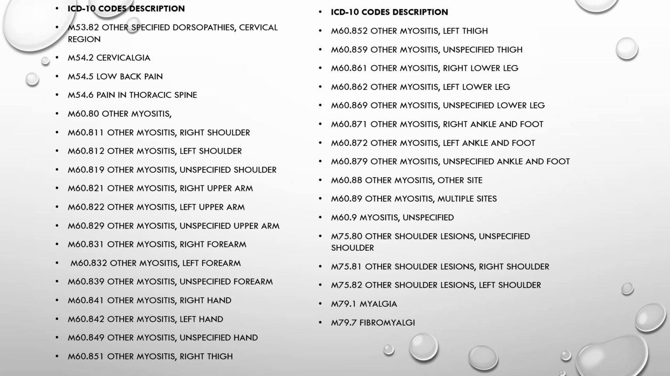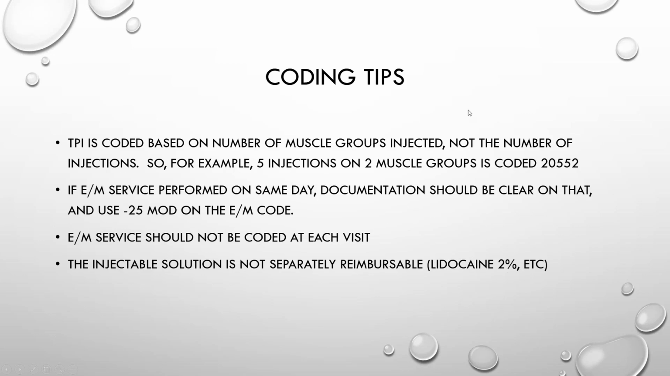But again, depending on where the trigger points are being administered, let's say the trigger point is going to be in the upper arm, and it's the left upper arm, you may use the M60.822, other myositis, left upper arm. And so be aware that there are a number of approved diagnosis codes for trigger point injections, but you have to make sure that you're pointing the correct diagnosis code to that particular service of the 20552 or 20553.